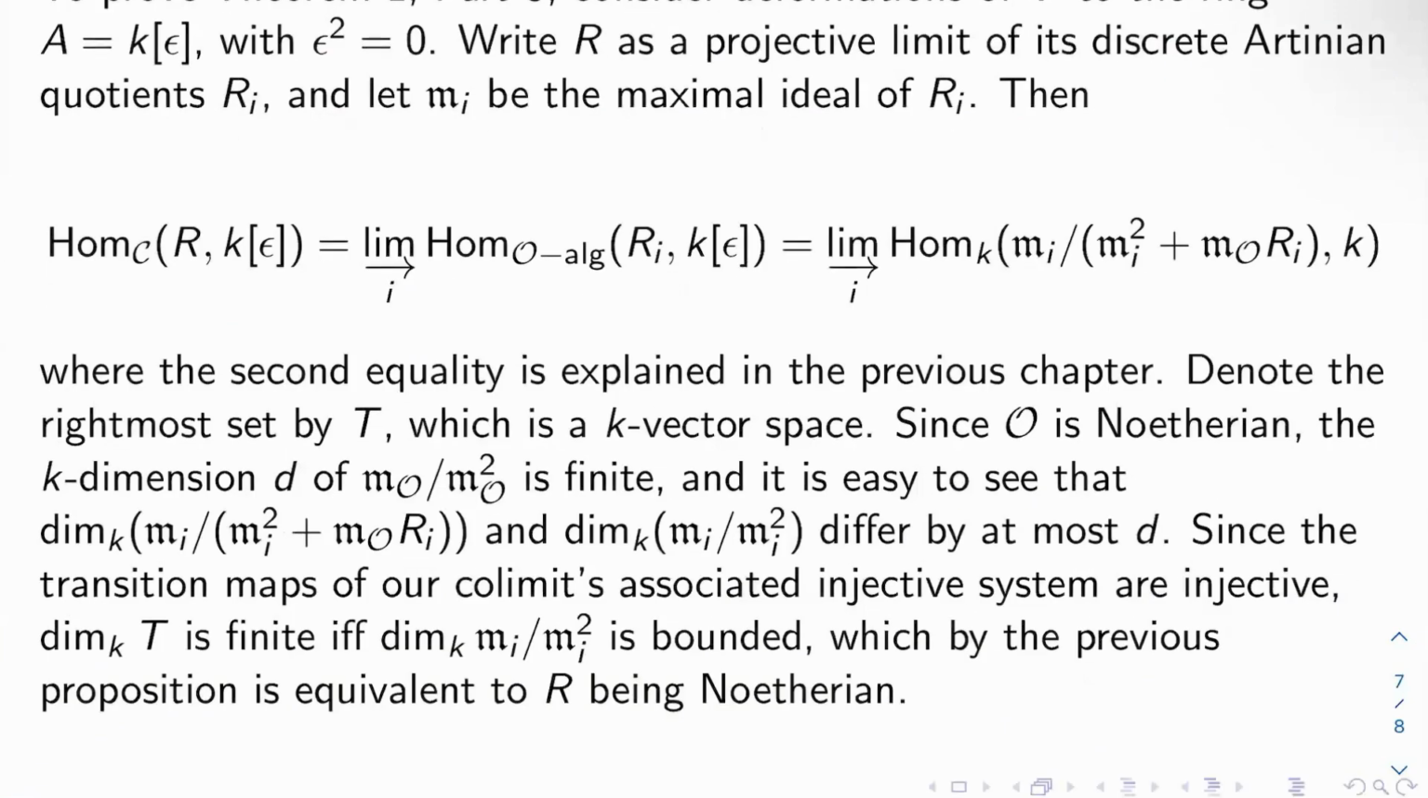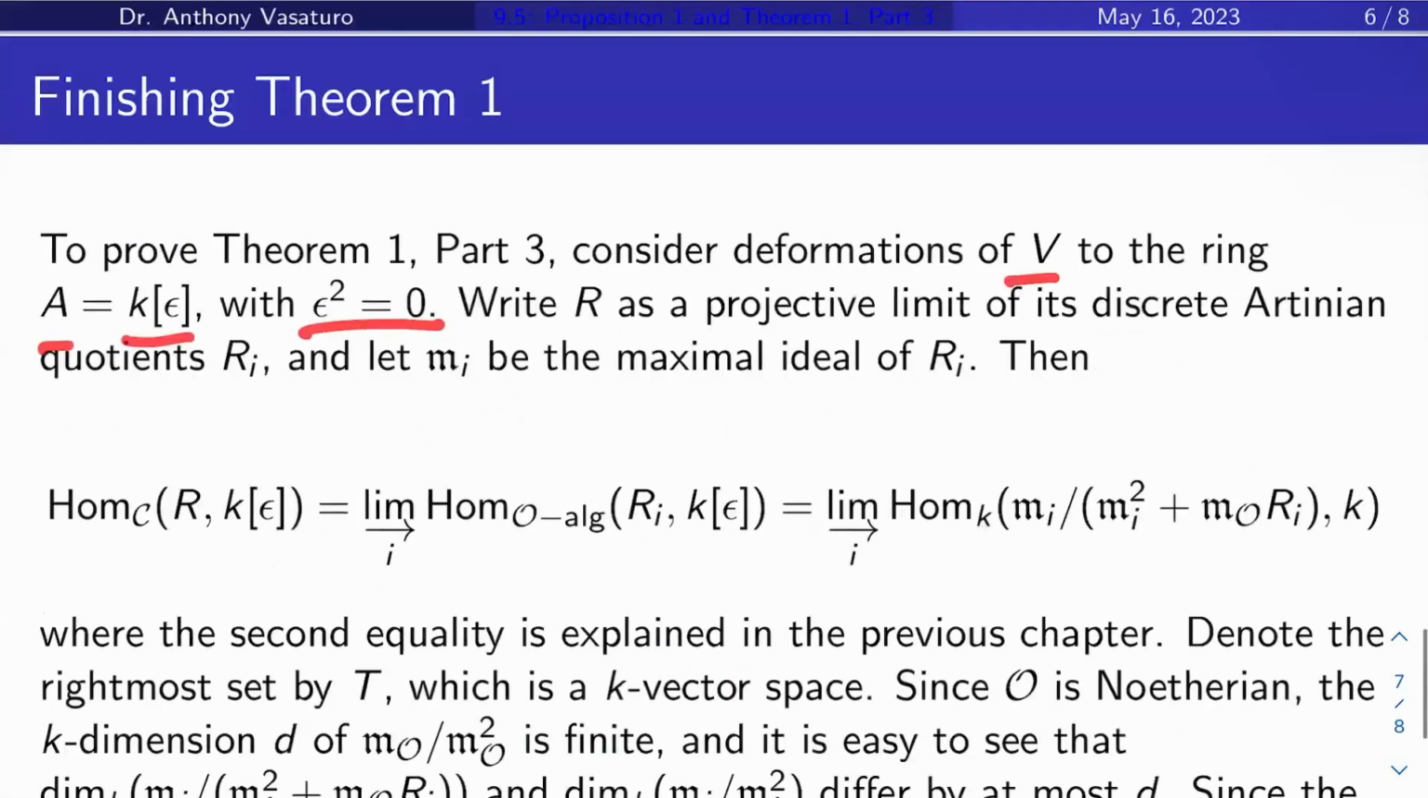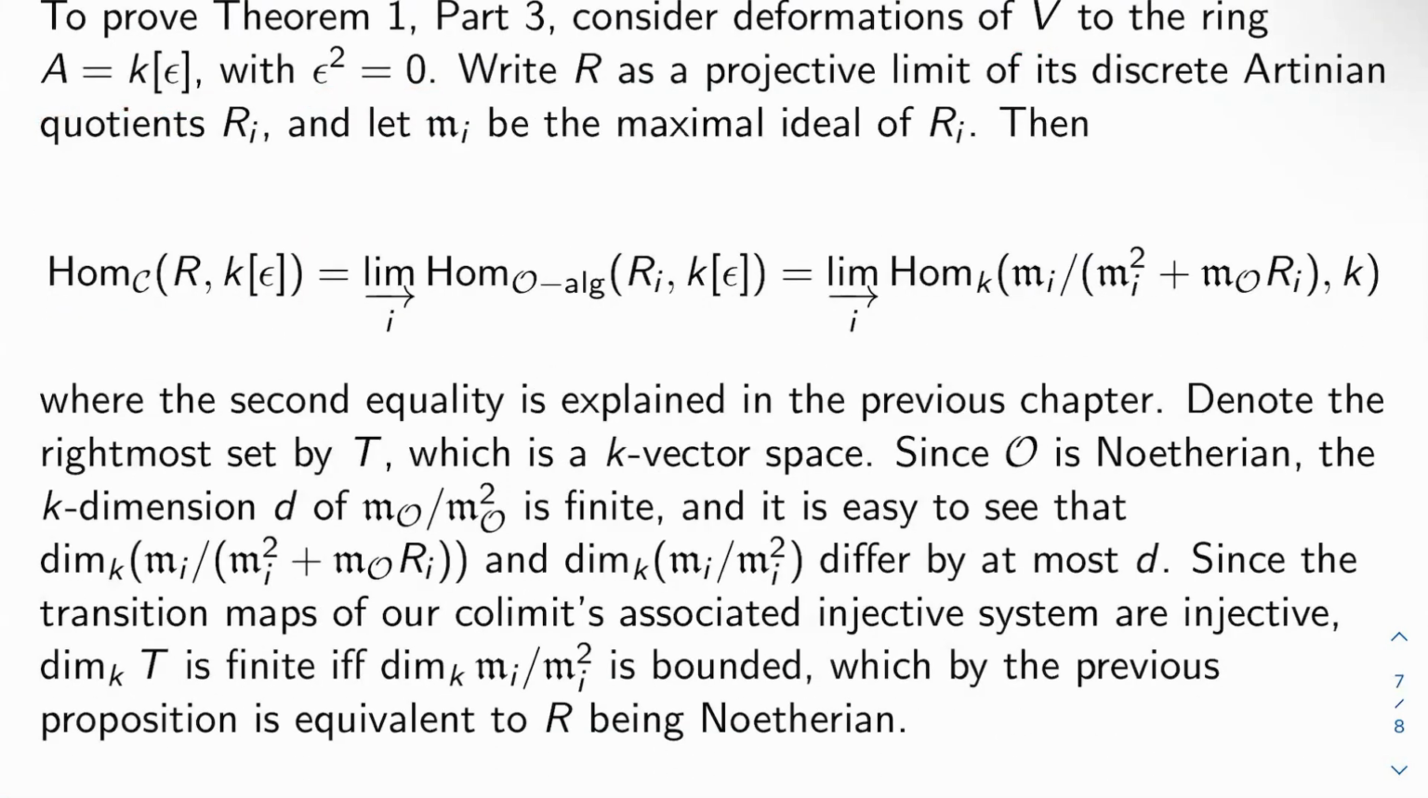So let's consider deformations of V to the ring A equals K[epsilon] with epsilon squared equals 0, so the ring of dual numbers. We'll write R, our universal deformation ring, as a projective limit of its discrete Artinian quotients R sub I, big surprise, and we'll let M sub I be the maximal ideal of R sub I. The following is all either easy to check or known.